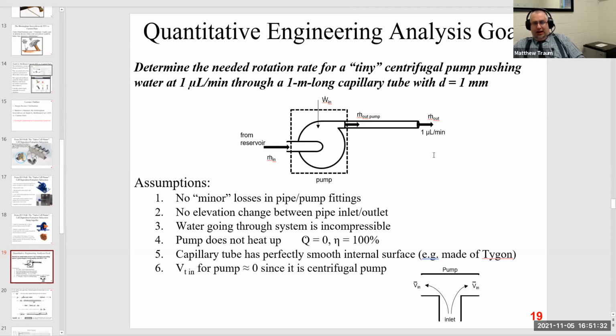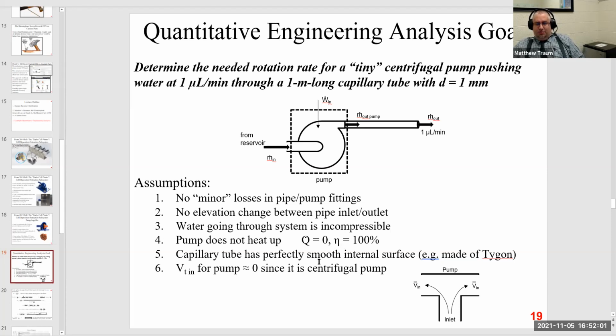1 millimeter in diameter. So they started out with a control volume, and from fluids, they made a number of assumptions. So no minor losses, no elevation change. The water is going through the system as liquid, making it incompressible. They assumed, at least initially, that the pump was 100% efficient. It didn't produce any heat. It had 0 adiabatic efficiency, or I guess I should say 100% adiabatic efficiency.